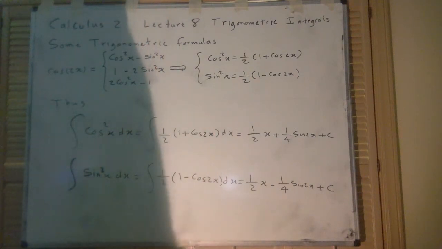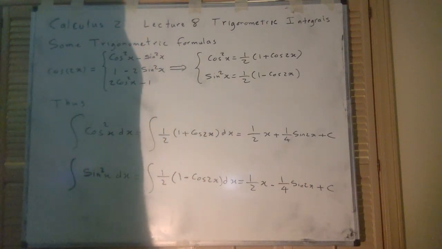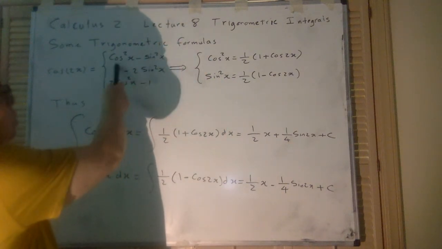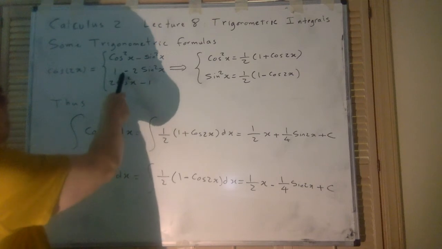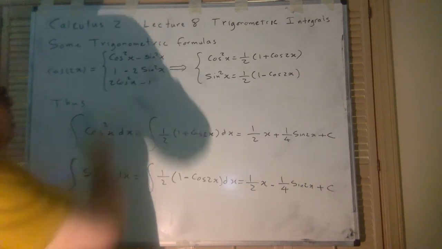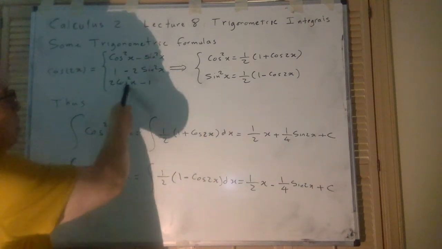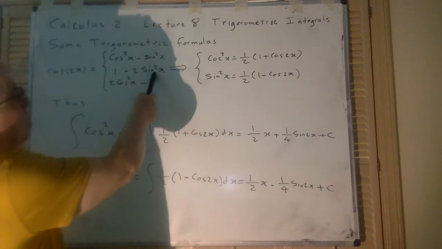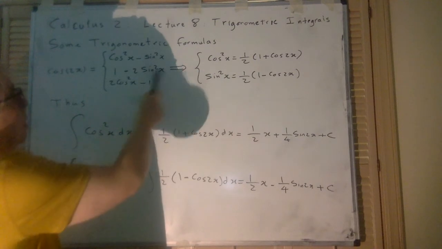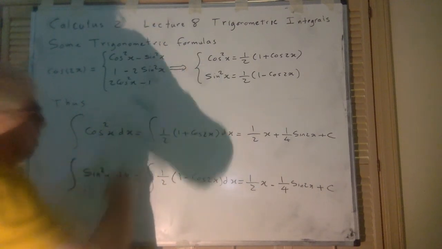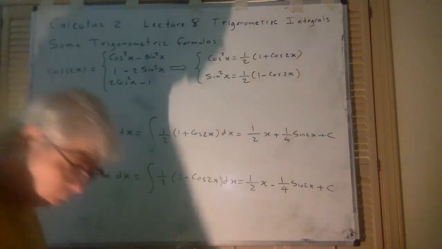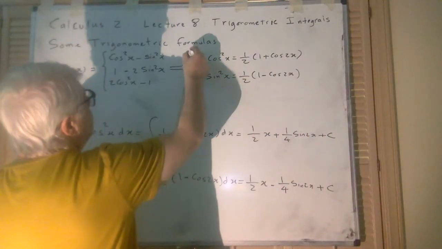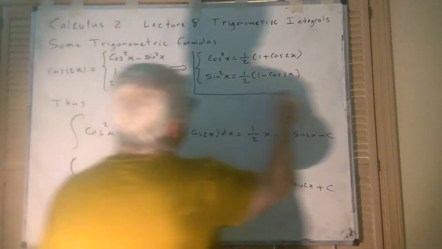Cosine 2x is cosine squared x minus sine squared x. If I write this one as 1 minus sine squared, I will get this. If I write this one as 1 minus cosine squared, I will get this. And if I solve for sine squared, I will get this. If I solve for cosine squared, I will get this. So these are in fact the ones that we will be using a lot. These two identities.